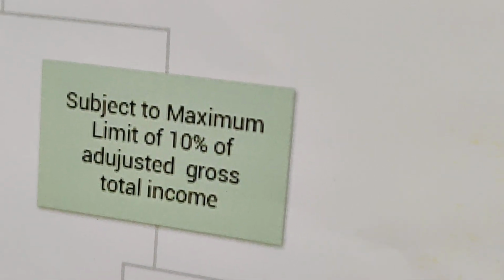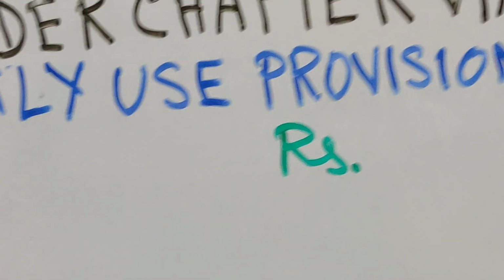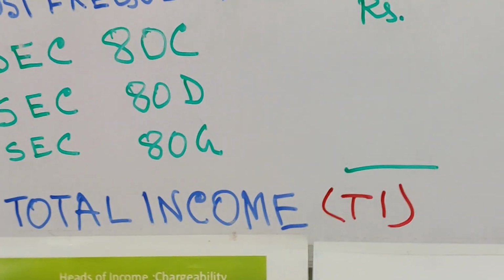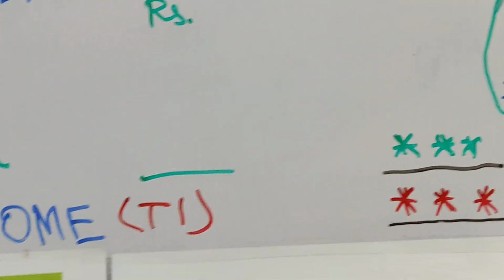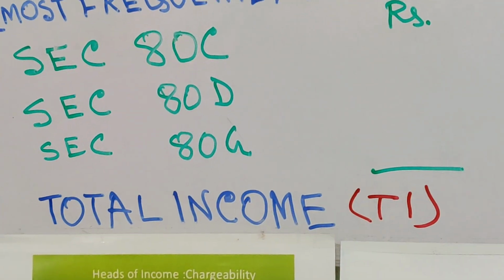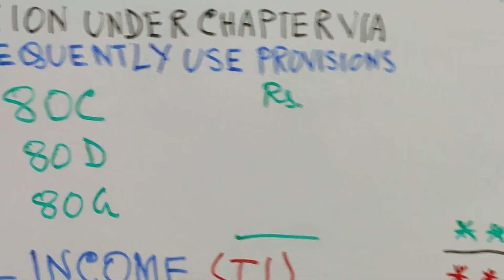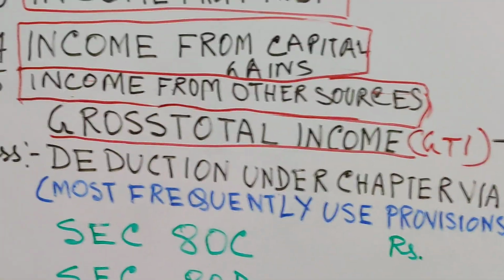So now we have an idea of how to compute the deductions under Chapter VI-A. Then we will arrive at the total income, and on this total income we will apply the tax rate to arrive at our total tax liability.